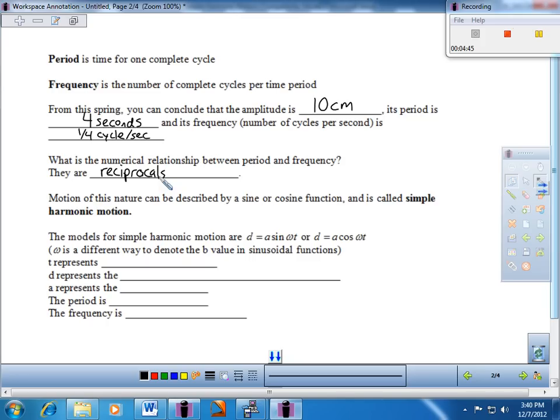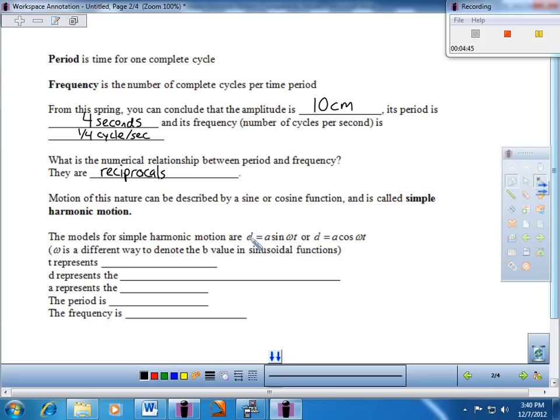So essentially an object that moves either back and forth along the same path can be modeled with simple harmonic motion, or an object that moves up or down by the same path can be modeled with simple harmonic motion.